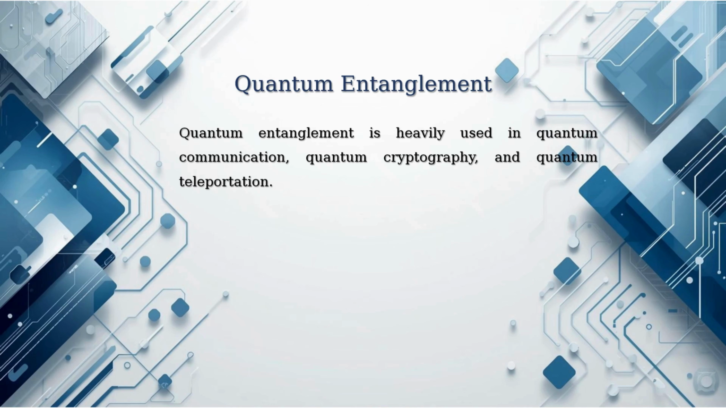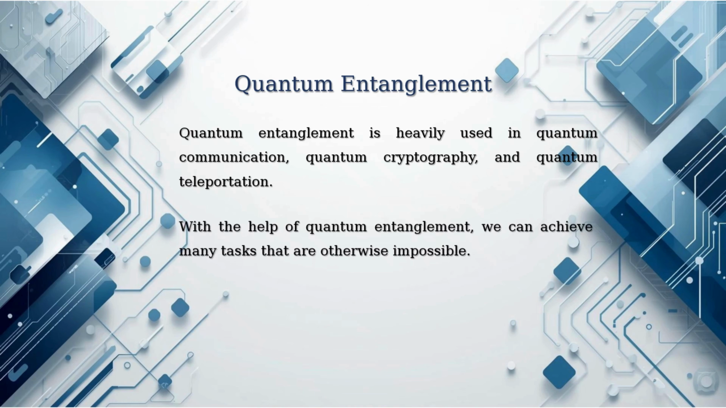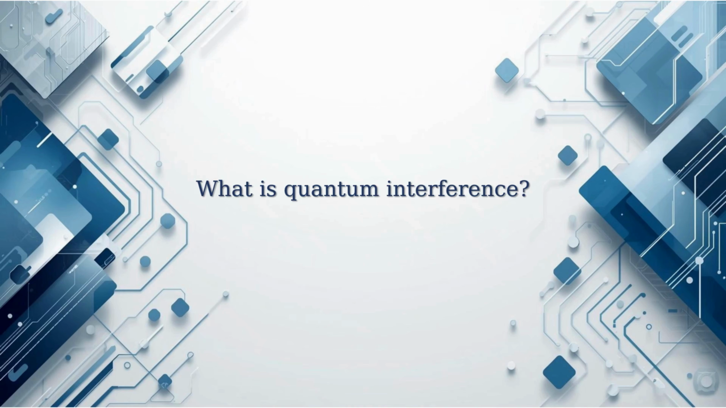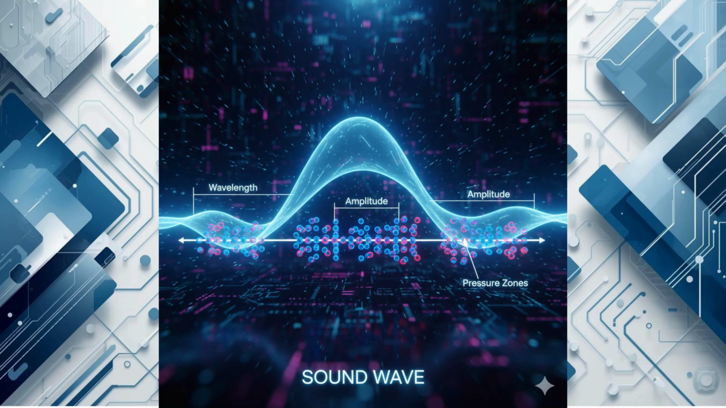Quantum entanglement is heavily used in quantum communication, quantum cryptography, and quantum teleportation. With the help of quantum entanglement, we can achieve many tasks that are otherwise impossible. Now let's discuss what quantum interference is. Much like sound waves, a quantum state has its peaks and valleys. They are mathematically known as quantum phases.